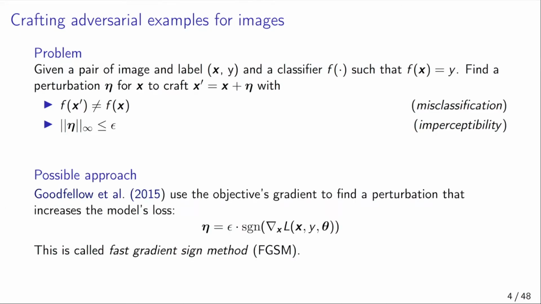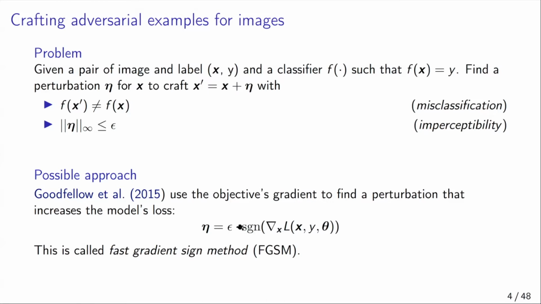A potential approach to this kind of problem, one that was put forward quite early in 2015, is to use the objective's gradient to find a perturbation that maximizes the model's loss. So the idea here would be to say, okay, we have access to the model's internals. We can compute the gradient of our loss function with respect to the input image. And this gives us the direction in which we can maximize the loss as we change the input x. So the idea is to follow this direction in order to increase the loss as we change our input x.